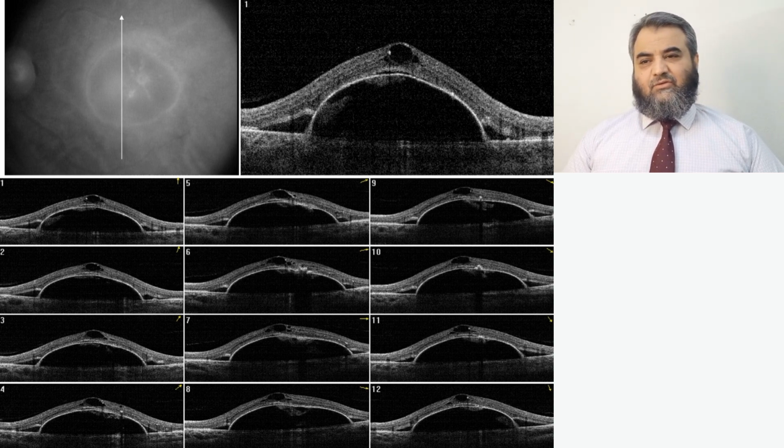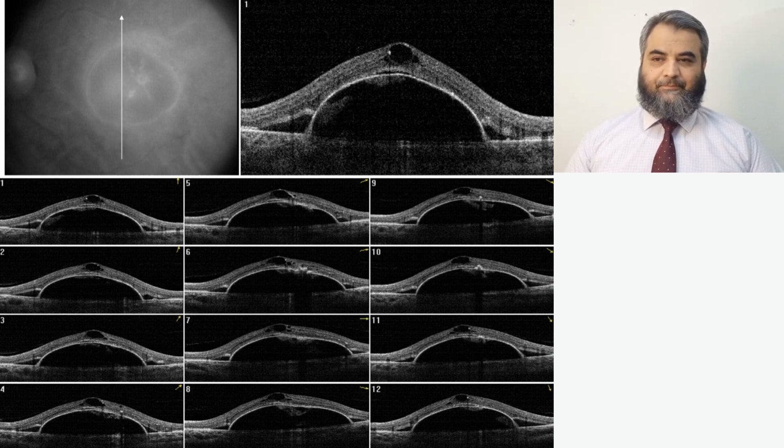In the OCT, you can see a large dome-shaped pigment epithelial detachment. On the center of this, the top of this mountain, I can say the summit, you can see some fluid, and on the sides there is also some fluid. So basically these are the intraretinal and subretinal fluids with a large pigment epithelial detachment.